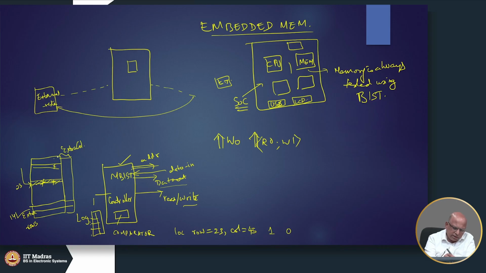Similarly, if it is trying to address a particular column, we may have decided that this entire column has a number of faults, so we are going to eliminate it. So another column will be brought in its place. So extra rows and columns are already built, okay, and an optimization is done in order to eliminate the bad rows and columns and use the extra rows and columns to fill in their place. That is called memory repair.